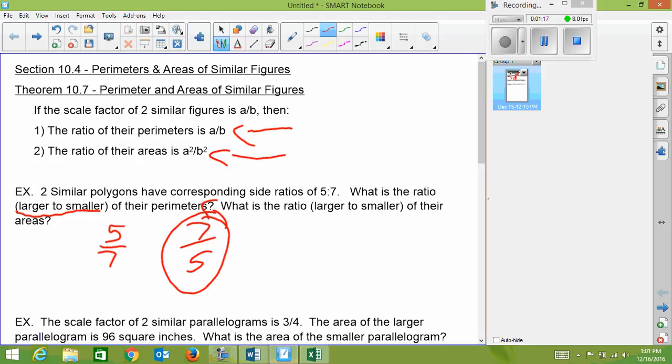And what this says right here is you square the 7, you get 49. You square the 5 and you get 25. There is your answer to the second question. You just have to make sure that you pay attention to how they want it. Big to small, small to big, which way.